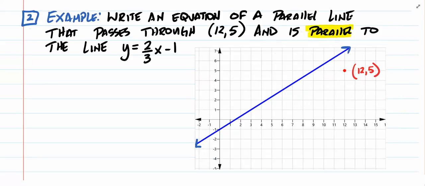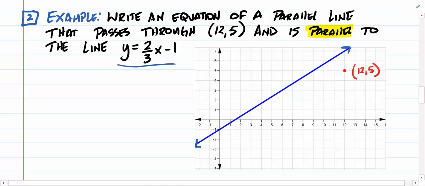Box number 2 is an example. It says, write an equation of a line that passes through the point (12, 5) and is parallel to the line y = 2/3 x - 1. To help us solve this problem, I've created a visual of what we're doing. The red point over here is the point (12, 5). I put it in the coordinate plane over 12, up 5. The blue line that you see is the equation of the line that was given, which is 2/3 x - 1. So I'll write this down here, y = 2/3 x - 1. That's the equation of the blue line.